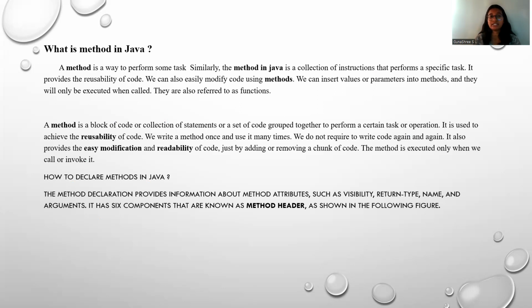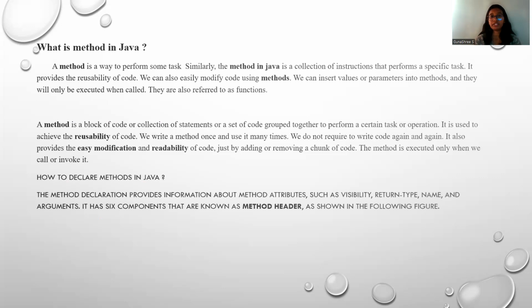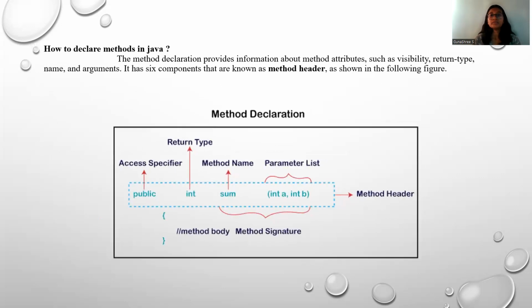How to declare methods in Java? The method declaration provides information about the method attributes such as visibility, return type, name, and arguments. Basically, it has six components that are known as the method header, as shown in the following figure. What is a method declaration? It mainly consists of six parts as already mentioned. First, it consists of an access specifier, a return type, a method name, a parameter list, and altogether is called a method header, along with the method body and the method signature.